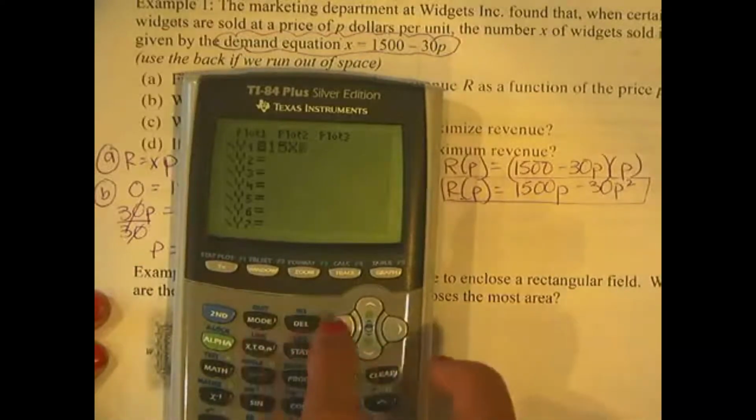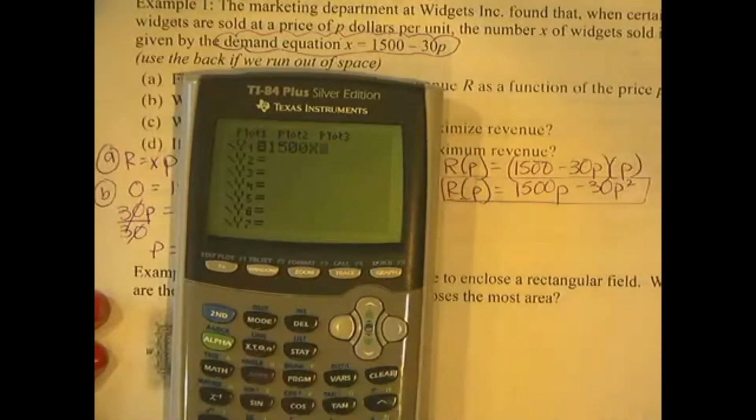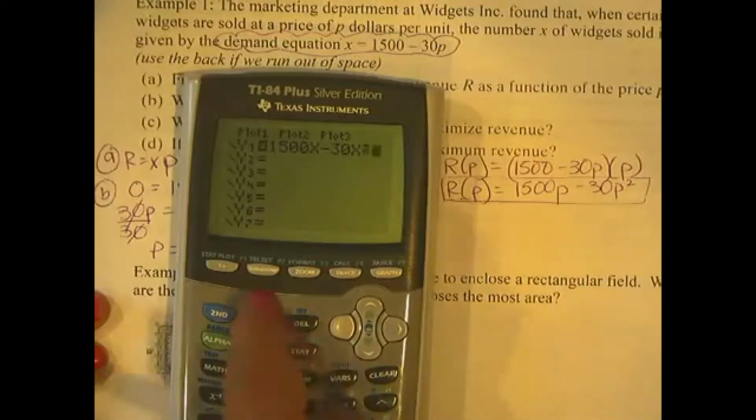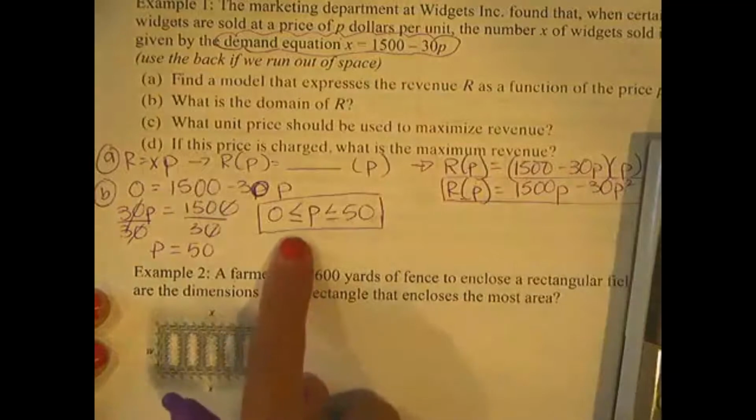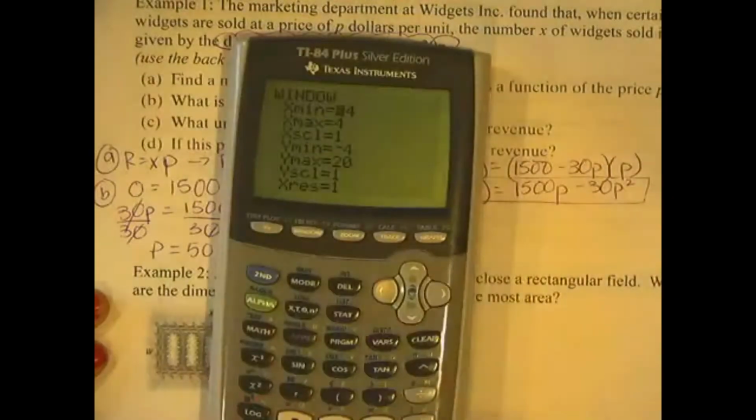1500x minus 30x squared. Okay, my window, we figured out that the price should be between 0 and 50, so 0.